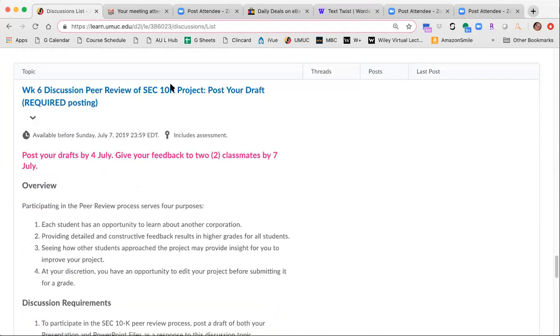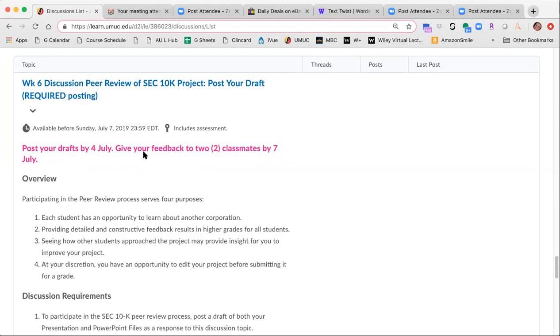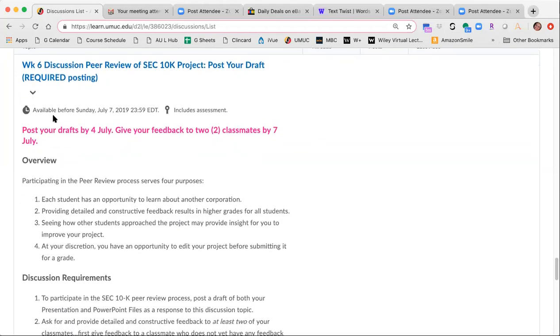So please remember, post your draft report and your draft PowerPoint by the 4th of July. That gives you the 5th, 6th, and 7th to give feedback to at least 2 classmates and hopefully receive some feedback on your own drafts. And then the 9th and the 10th is when these are due.